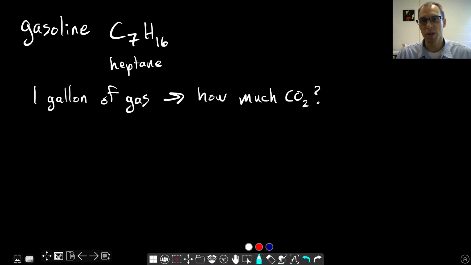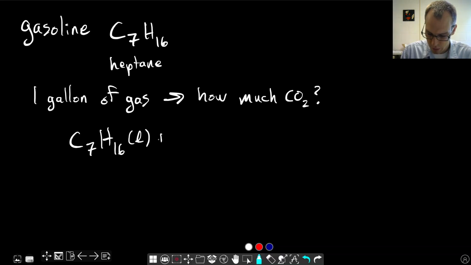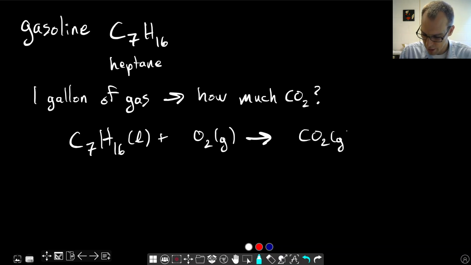Well, the very first thing we need is a balanced chemical equation. So let's go ahead and write out what we know, C7H16. This is going to be a liquid. We know it's going to react with oxygen because this is a combustion reaction, and it's going to produce carbon dioxide and water. And we'll say it's a liquid. It doesn't particularly matter for this example. Okay, so this is the unbalanced equation.